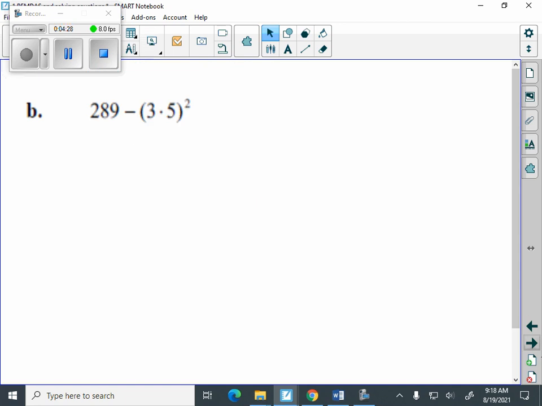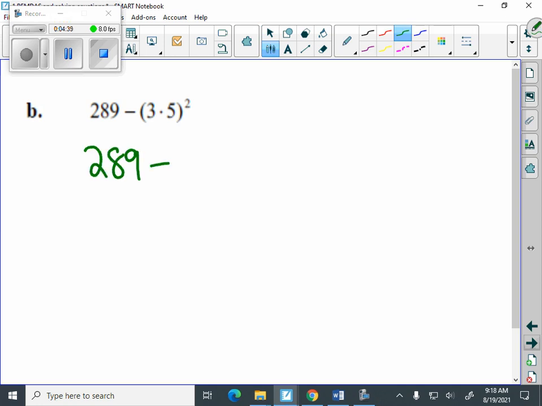Another problem here. And this one does have exponents in it. It has parentheses in it as well. So we're going to look at the 289, which we don't do anything with yet. We need to start with the parentheses. And our parentheses says 3 times 5. This time, we do have a squared. We do have an exponent. To the second power means squared.